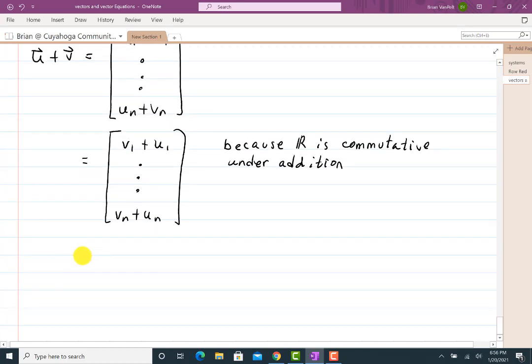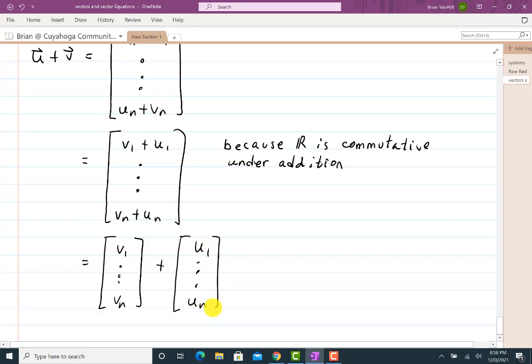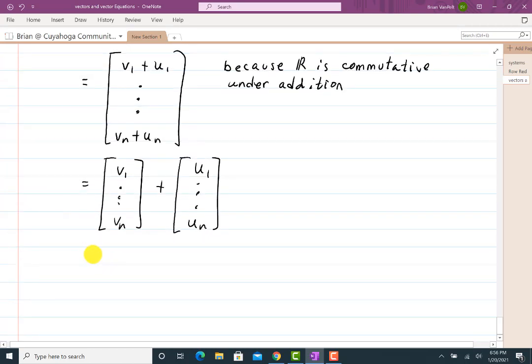Well, this is very nice. I can break this back up into v1 up to vn plus u1 up to un, and that equals v plus u. So I'm finished.